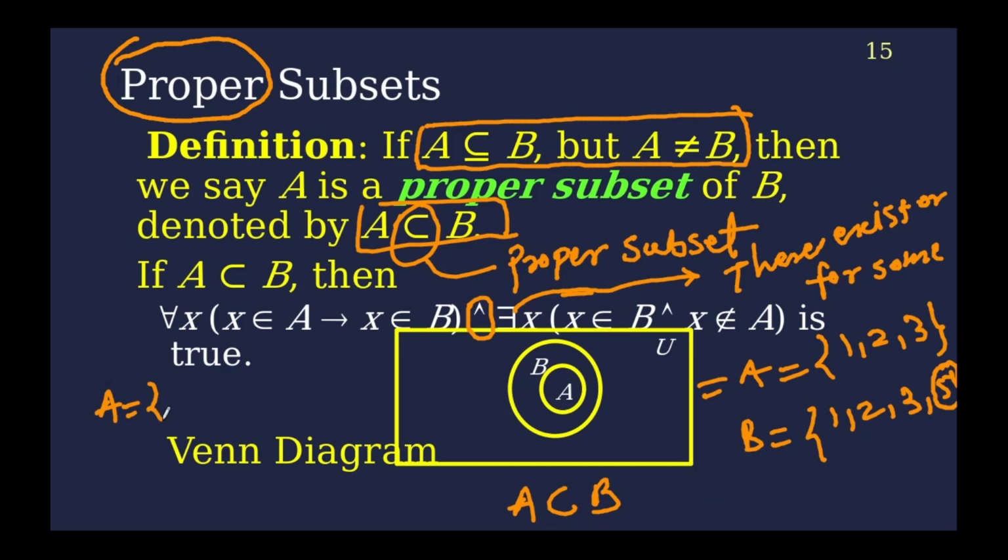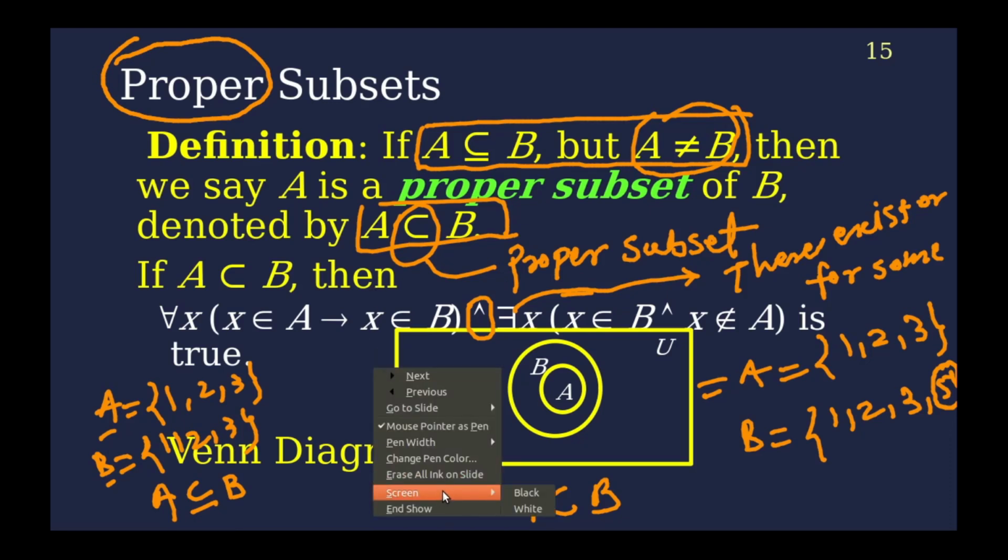And if set A is 1 to 3 and B equals 1 to 3, then A is not a proper subset of B, but it is a subset of B. Another way of putting it: A should be a subset of B, but A should not be equal to B. Here A and B are the same, so that's why it is not a proper subset, but it is a subset. So proper subset means there exists some element in B which is not in A, and A is a subset of B.